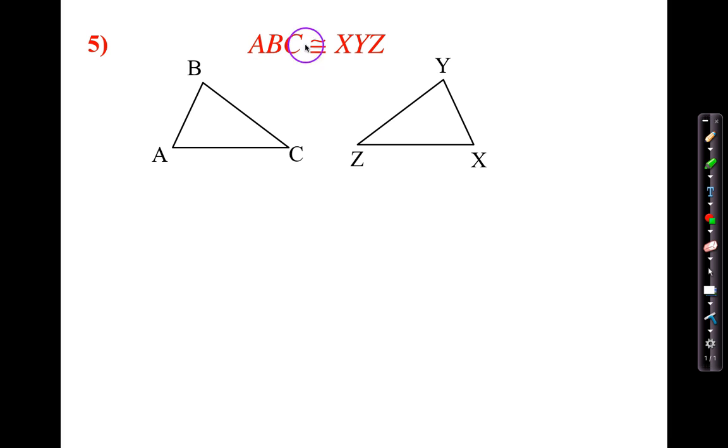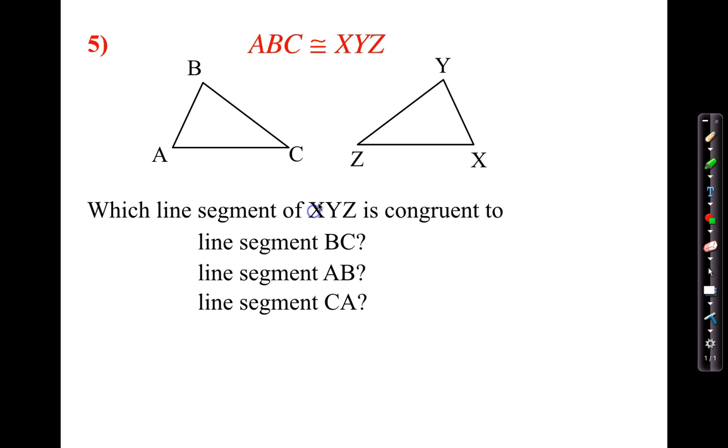Okay, so for number 5, we're given a congruent statement. It says triangle ABC is congruent to XYZ. Now it's going to ask us some questions. It says which line segment in XYZ is congruent to line segment BC. Some of you will be able to recognize right away, okay, BC is congruent to YZ, which is great.